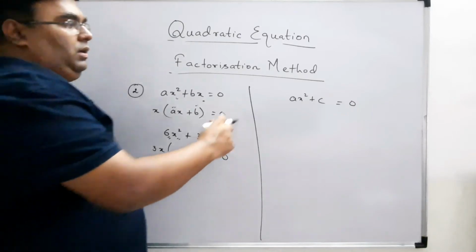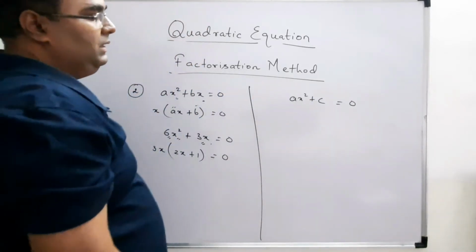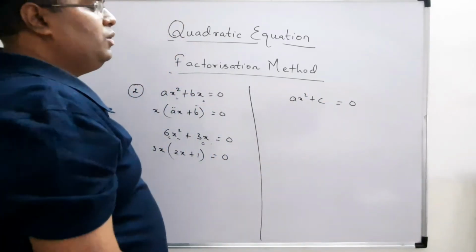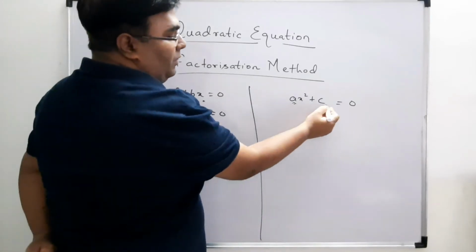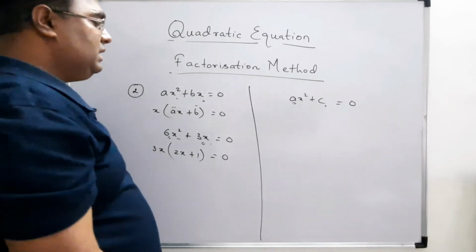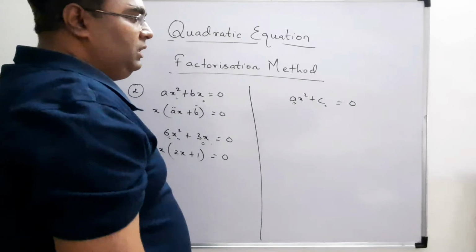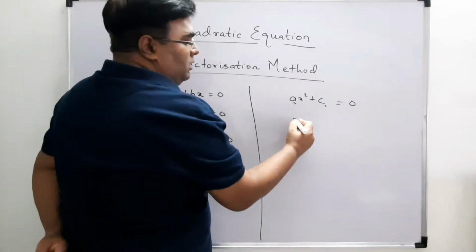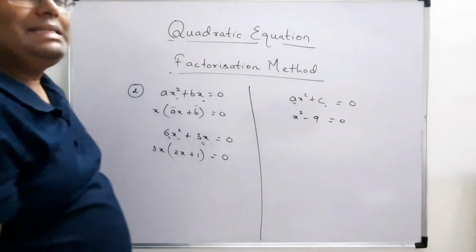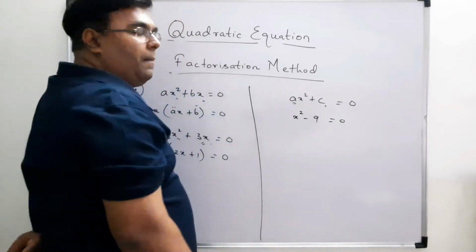Now here in this type of equation you don't have any x, right? There is only ax square, so you cannot take x common. So what you can do, if there is a common factor from a and c, then you can take it, and if c is a negative number, then we will see how to do this. For example, suppose I have x square minus 9 is equal to 0. Here a is equal to 1, but c is equal to minus 9.